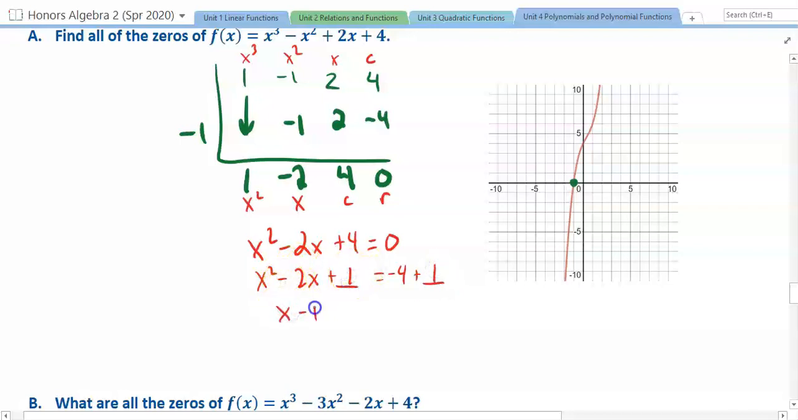So x minus 1 squared is equal to -3. And I'm going to run out of room here a little bit, but so x minus 1 is equal to positive or negative square root of -3.